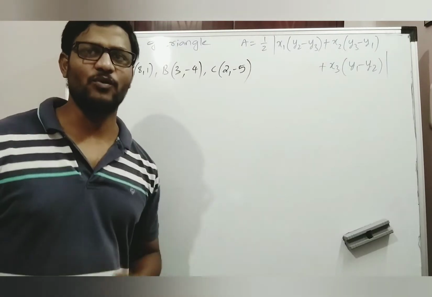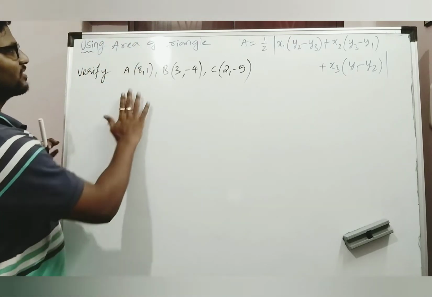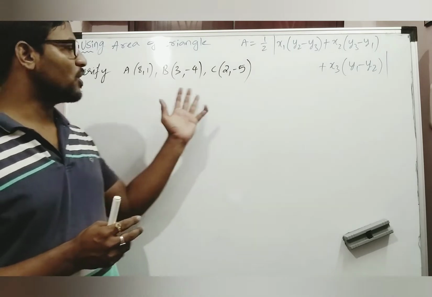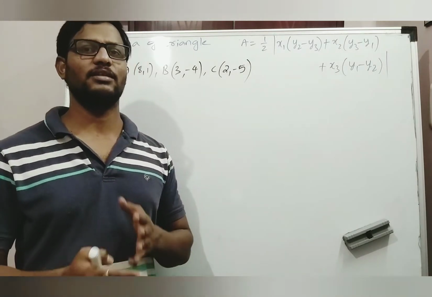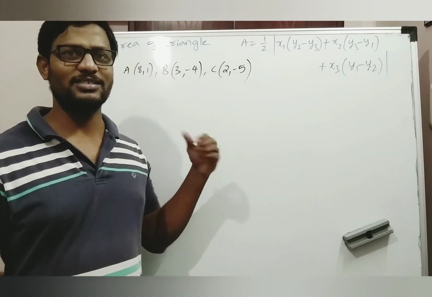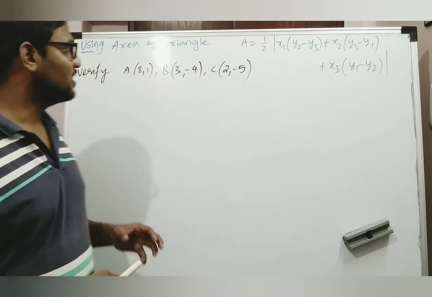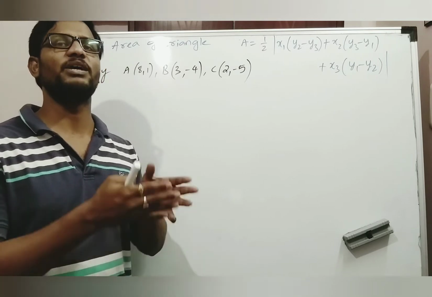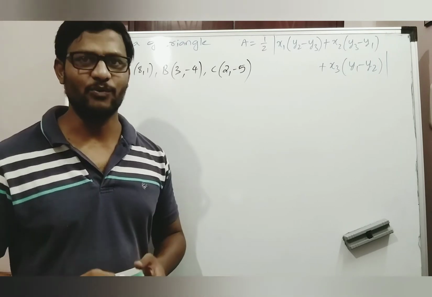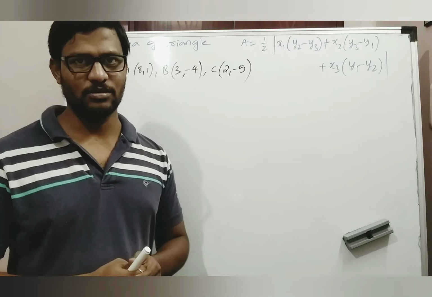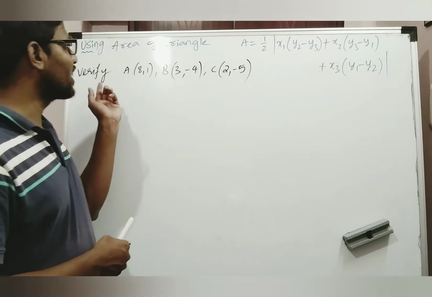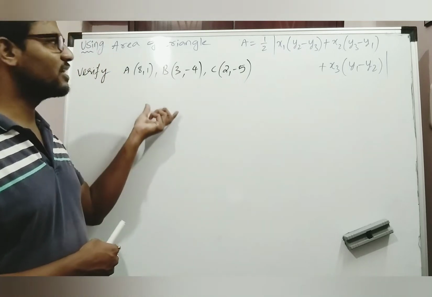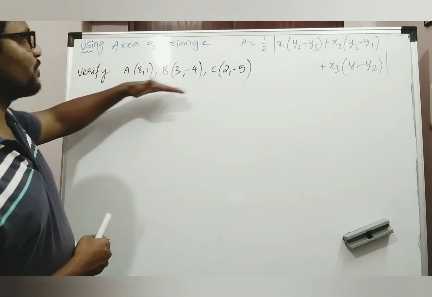Next, using the area of triangle formula, I'm verifying whether these 3 points are collinear or not. If 3 points A, B, C are non-collinear, then they can form a triangle. If we try to find the area of a triangle formed by collinear points, we won't get any value. The area will be 0. So we have to check whether the area of the triangle formed by these 3 points is 0 or not equal to 0. If we get area equal to 0, we can say these 3 points are collinear.